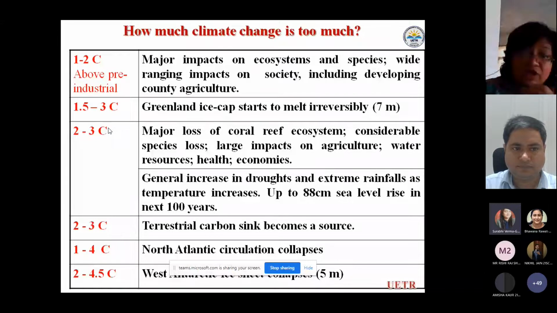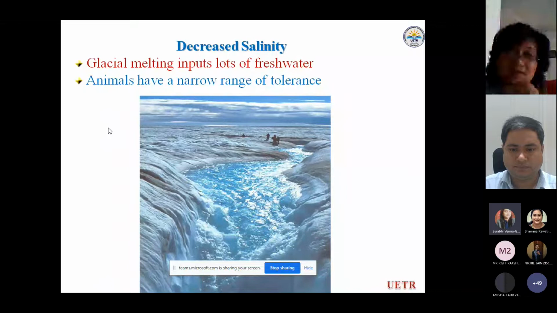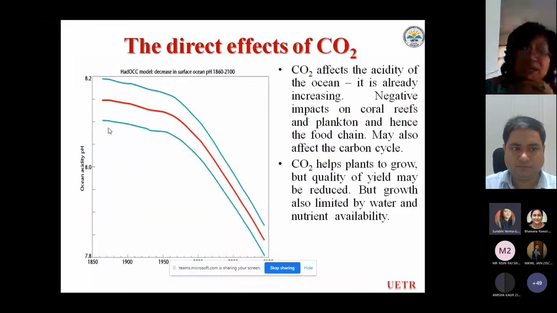Actually, what is the cause of the coral reef damage? I am showing in the next slide that there are very drastic changes in the coral reefs of oceans. The more carbon dioxide the ocean absorbs, the more acidic it becomes, and the coral reef has calcium carbonate, and it is going to deplete day by day. So by increasing carbon dioxide, our ocean is decreasing its salinity, and glacier melting inputs lots of fresh water, and animals have a narrow range of tolerance. So that is the direct effect of carbon dioxide. Carbon dioxide affects the acidity of the ocean, and it is already having a negative impact on coral reefs and on plankton, and disturbing the whole food chain.